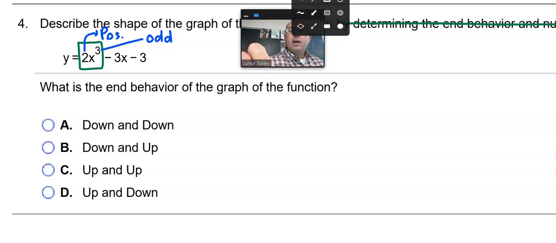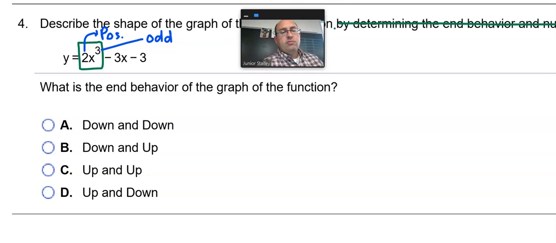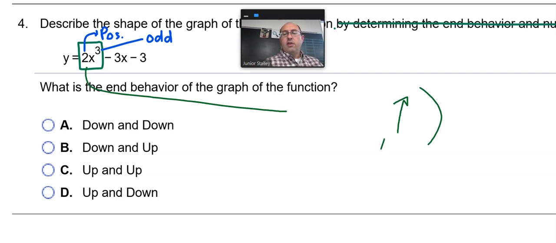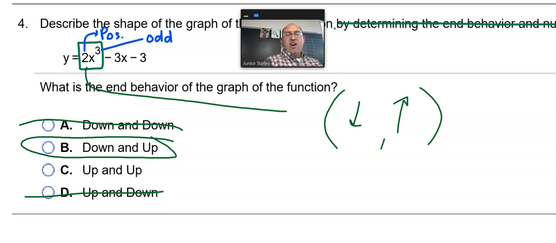Okay. So the right end behavior is up, so we can get rid of that, and we can get rid of that. Then we have an odd degree, so that means the left is opposite. So, down and up.